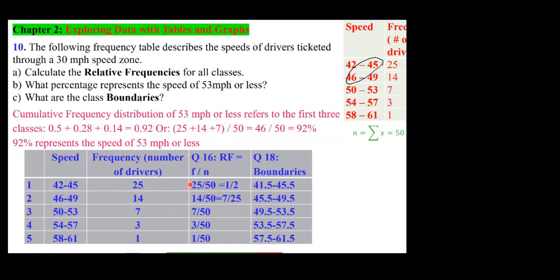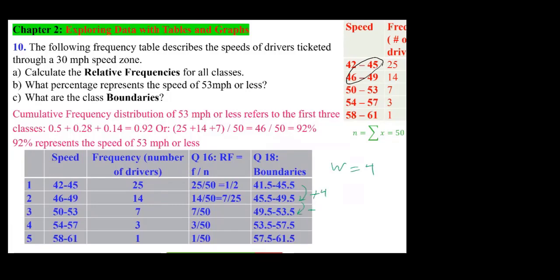As far as the relative frequency, 25 divided by 50, which is 1/2. 14 divided by 50, which is 7/25, and the rest of them. 45 and 46, when we add them, divide by 2, because we're interested in the midpoint, we get 45.5. So let's see, these two are the same. Then what do we do? We said the width is equal to 4. So if I add 4, I get 49.5.